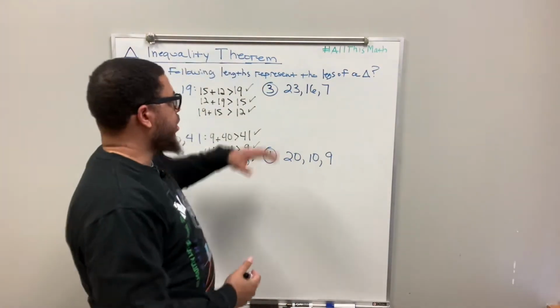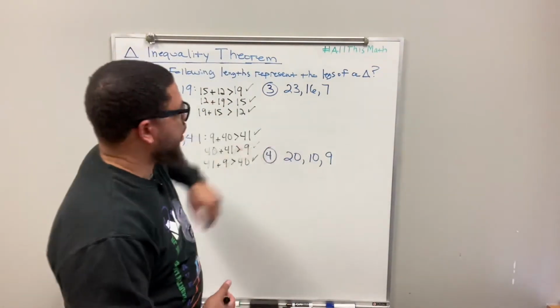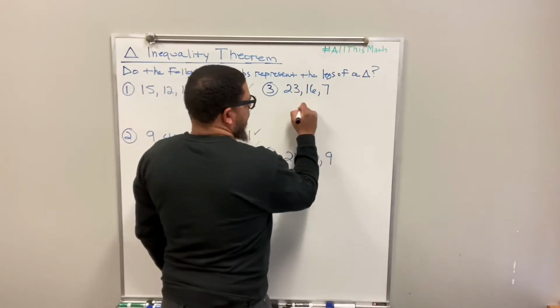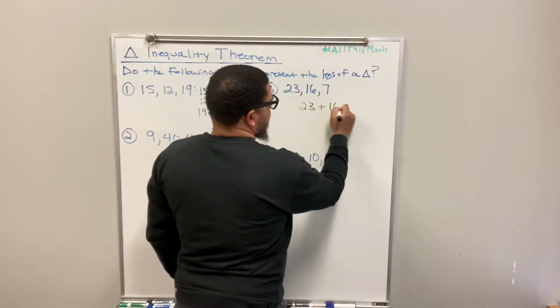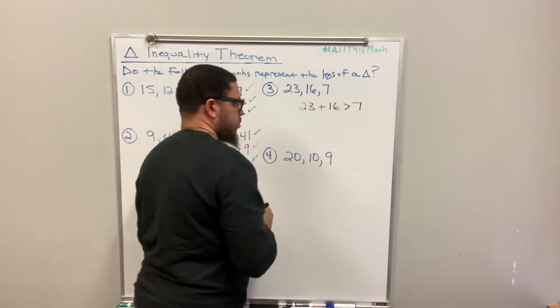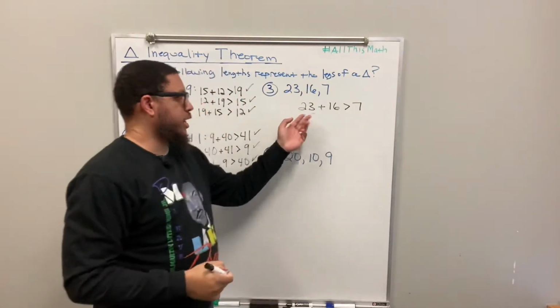All right. Now let's look at number 3 and then number 4. Number 3. Let's do this. Let's say, okay, what's 23 plus 16? Is that greater than 7? Yeah. 23 and 16, that's 39.